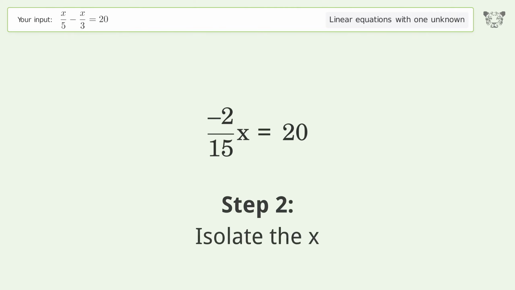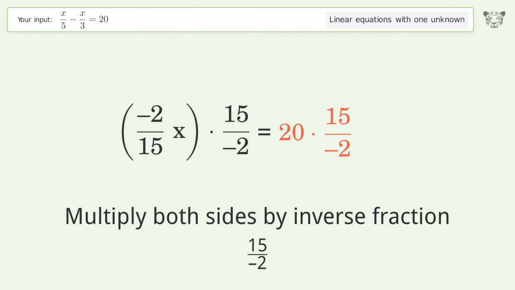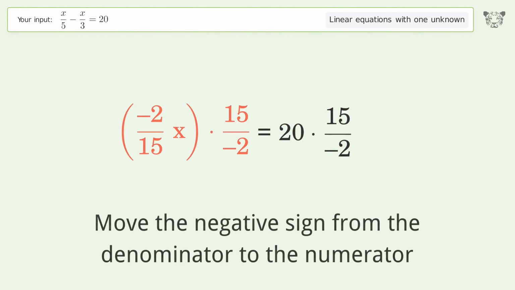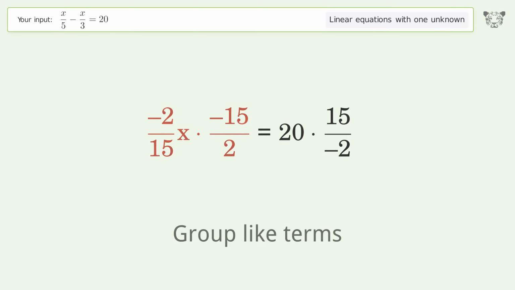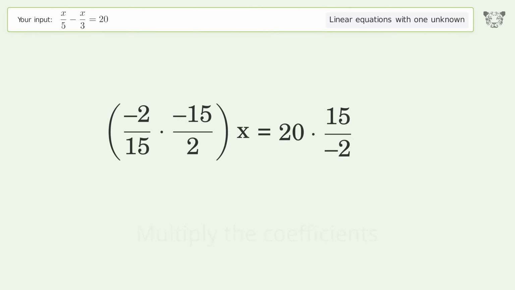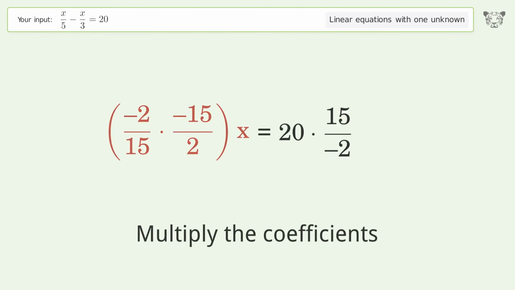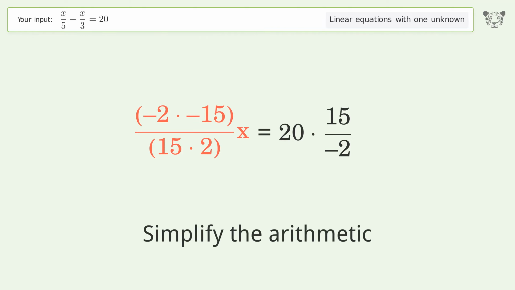Isolate the x. Multiply both sides by the inverse fraction 15 over negative 2. Move the negative sign from the denominator to the numerator. Group like terms. Multiply the coefficients. Simplify the arithmetic.